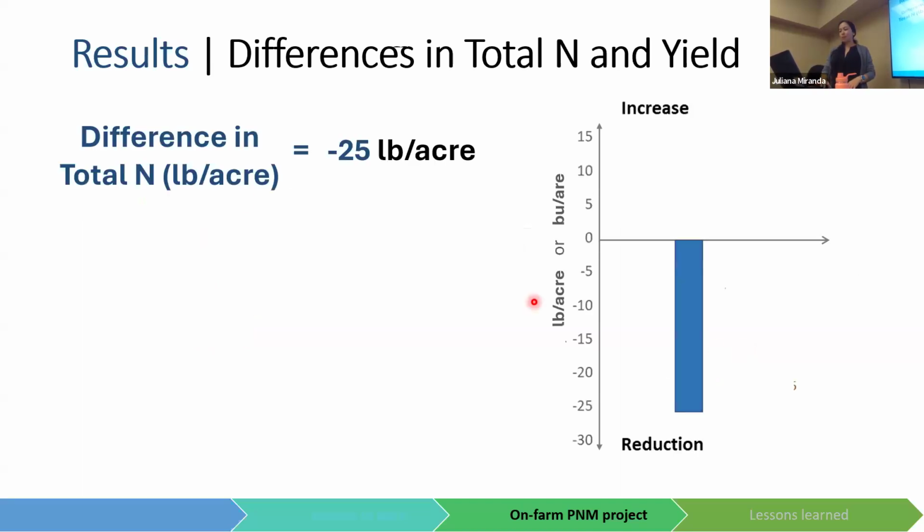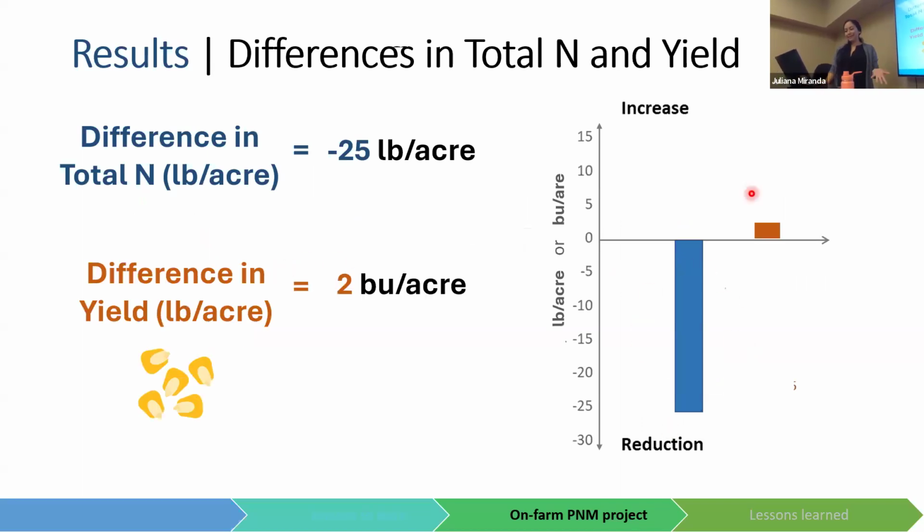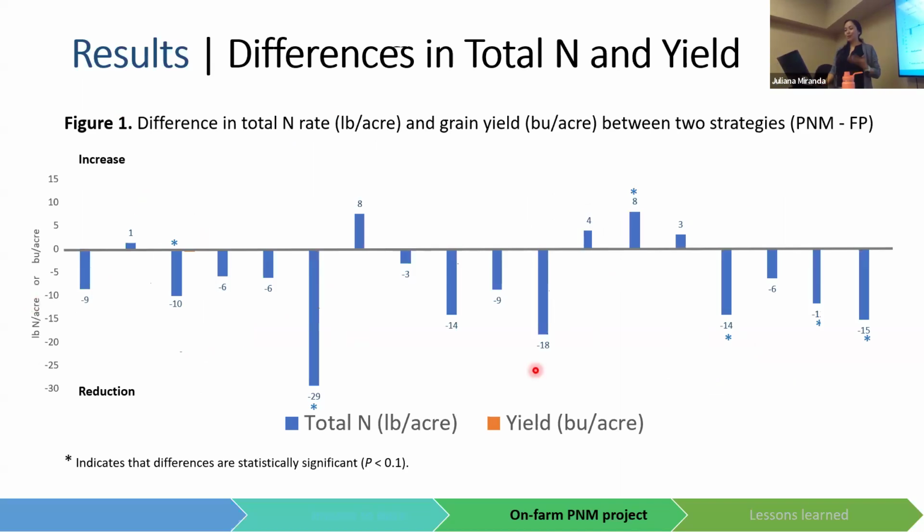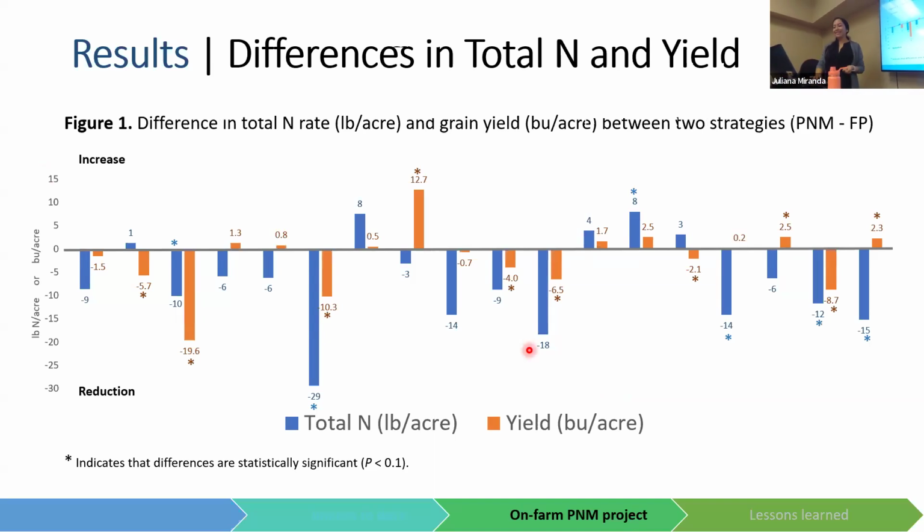So, okay, for nitrogen, we want a reduction. And for yield, we want an increase, or at least close to zero. So in this figure, I'm going to show you the results from all our trials. And ideally, for nitrogen, we want a reduction, right? Okay, so these were the results in terms of nitrogen. We were able to reduce the nitrogen rate in a lot of the locations. But now, what about the yield? Remember, we don't want anything in this part. And we have a lot.